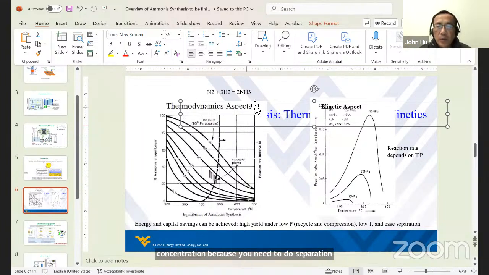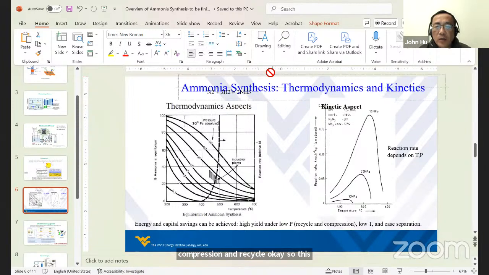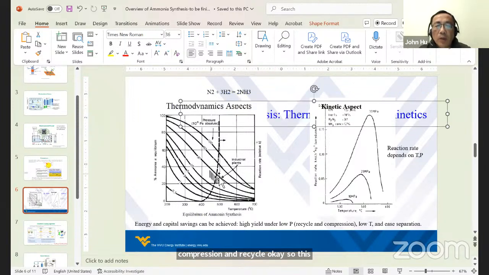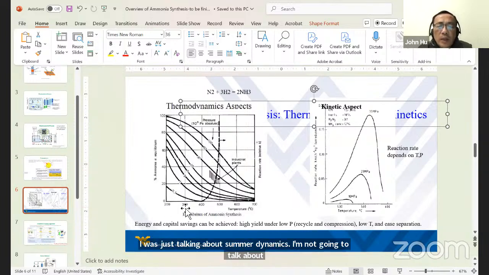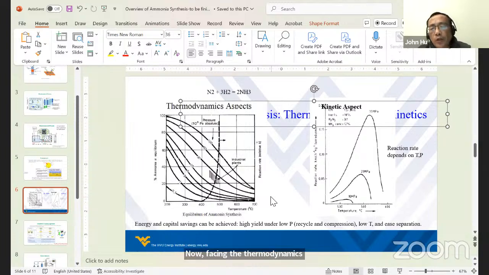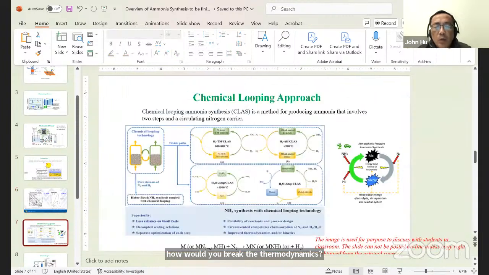You can find this curve in the textbook, a very famous book. It's just talking about thermodynamics. I'm not going to talk about kinetics. So now, facing the thermodynamic limitation, how would you break the thermodynamics? There's a process called chemical looping. Chemical looping is a way to break the thermodynamics.